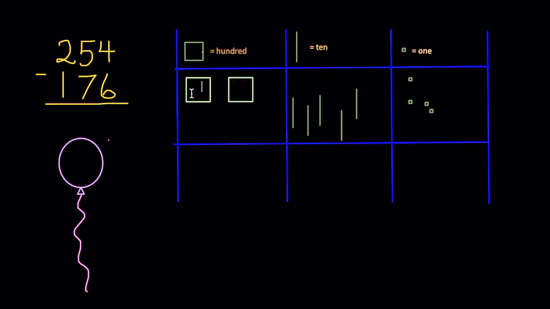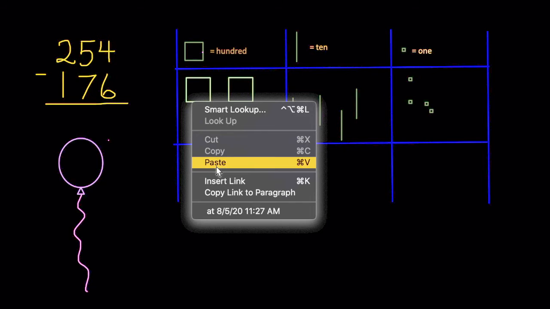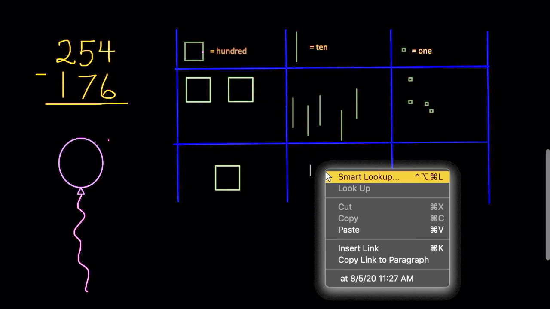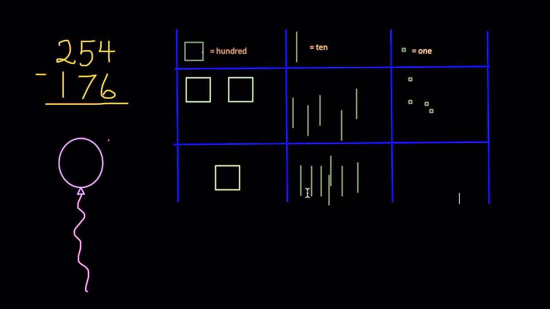Since there's only 100, we're only going to put in one of these boxes. And since there's 7 tens, we're going to put in 7 tens, since it's 70. And since there's six ones, we're going to put in 6 one blocks. Now that we've done that, we can figure out how many days until your birthday.